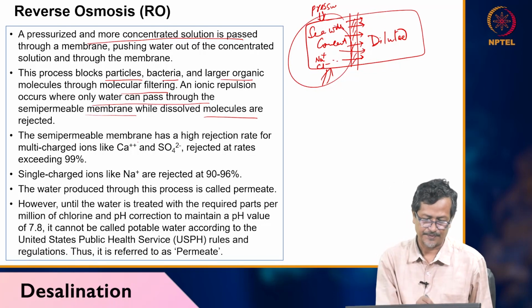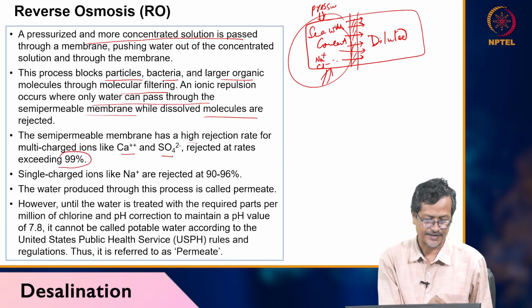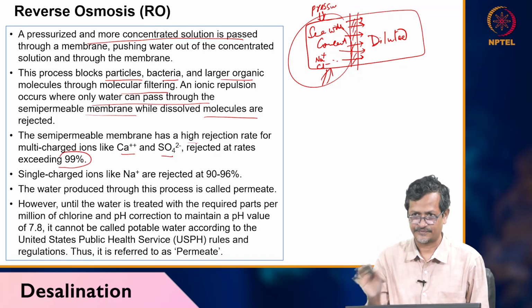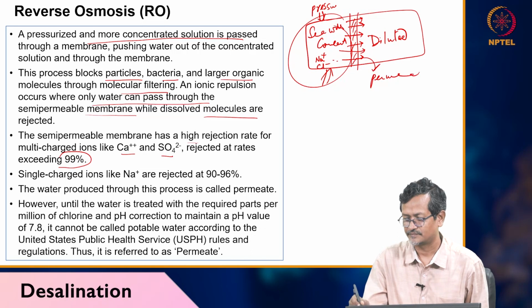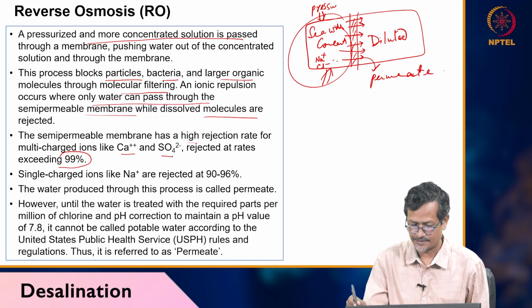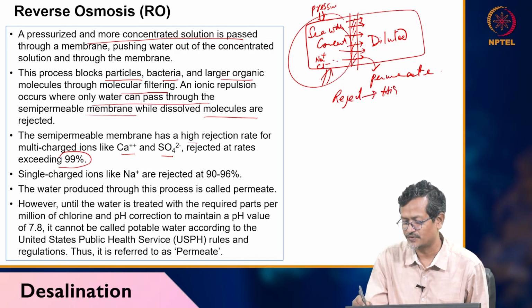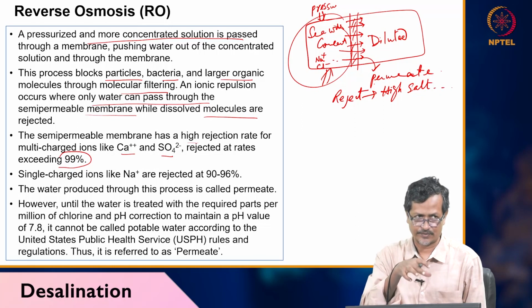The semi-permeable membrane has a high rejection rate for multi-charged ions like calcium and sulfate. The reject rate exceeds 99%. The water produced through this process is called permeate. So whatever water you got is permeate, and whatever rejected fluid there is will have high salt concentration, much higher than the actual ocean water you used.